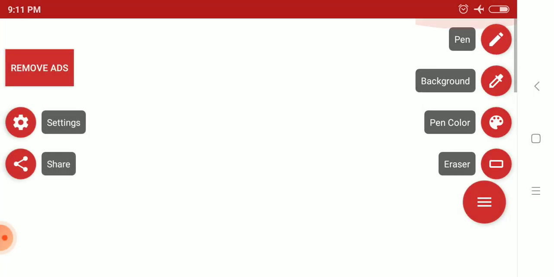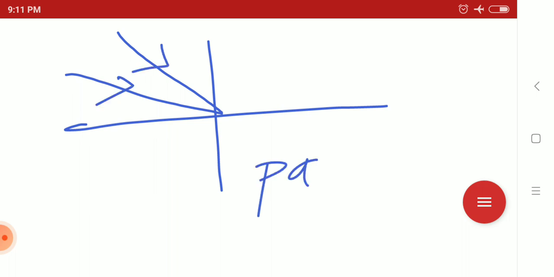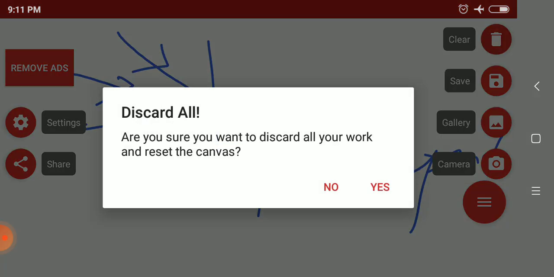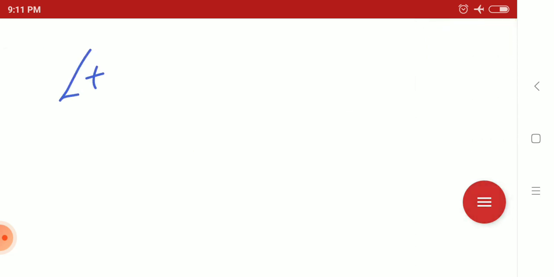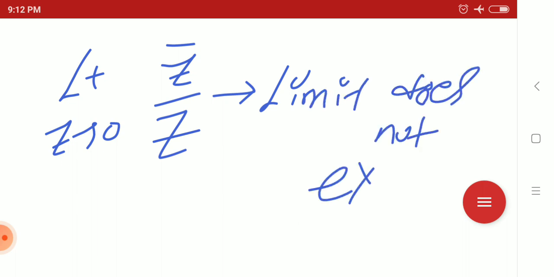Let us represent it graphically. If we represent it graphically, you can see there is a different approach path for each value of m. That means it is a path dependent limit. So we can conclude that the limit as z tends to 0 of z bar by z doesn't exist. Let's do some more examples.